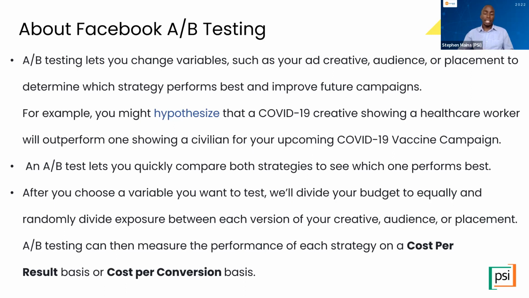But what an A/B test does is that it helps you quickly compare both strategies and see which one works better for you. After you choose the strategy you want to test, Facebook will divide your budget and randomly distribute the exposure between these two versions of your creative. And the winner is determined by what they call a cost per result basis. We'll be looking at that hands-on. We actually do have a session where I'll walk you through practically how to test those out.